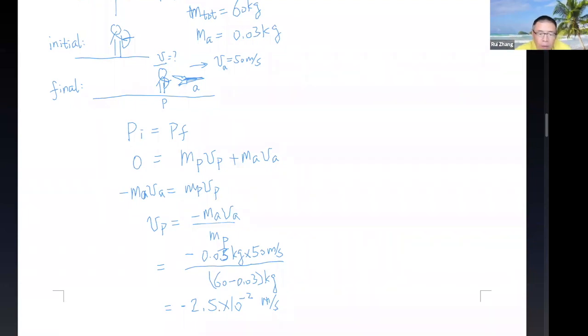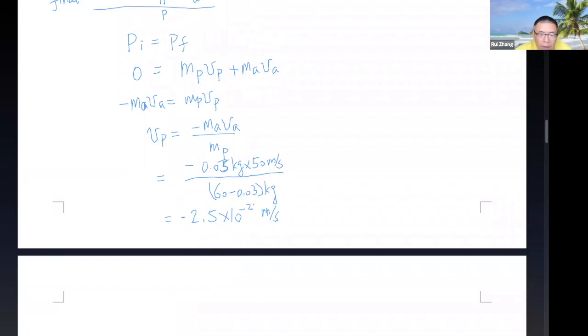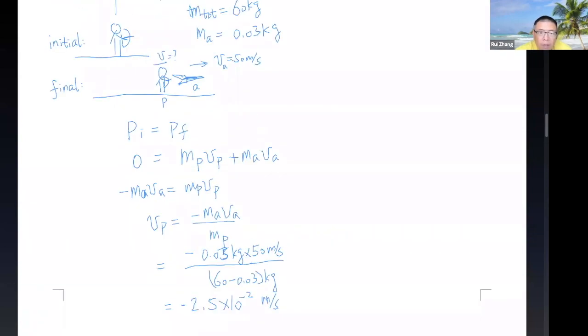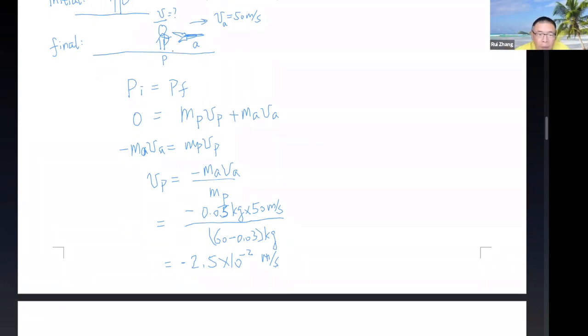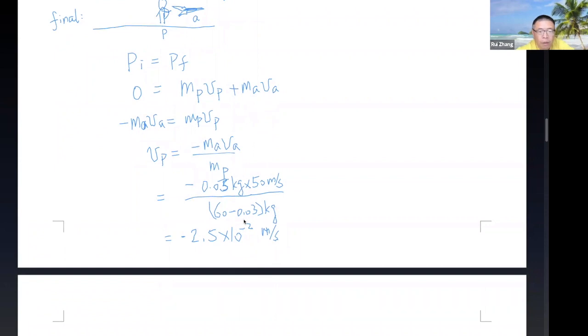Because there's always friction. And even if there's no friction, this velocity is really small compared with this velocity for the arrow. Why is that? Because the initial momentum is zero, so these two terms have to be equal in magnitude and opposite in direction. And because the mass of the person is way bigger than the mass of the arrow, the velocity of the person will be way smaller than the velocity of the arrow. Does that make sense, you guys? Okay.